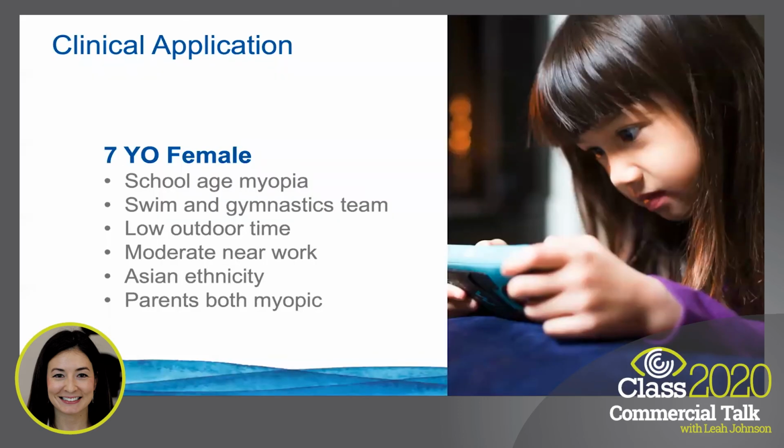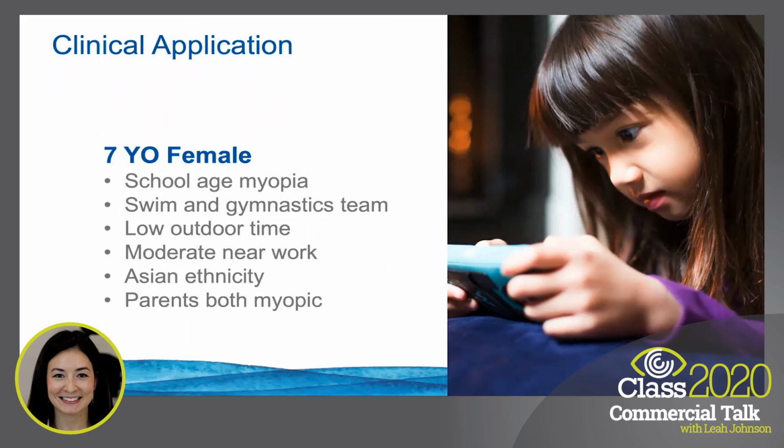So let's go through a patient case. We have a 7-year-old female who has been diagnosed with myopia the year prior, but her vision wasn't that poor, and this year her vision has progressed some more. So her activities include being on the swim team, being on the gymnastics team. She doesn't spend that much time outdoors, but she does perform a fair amount of moderate near work.